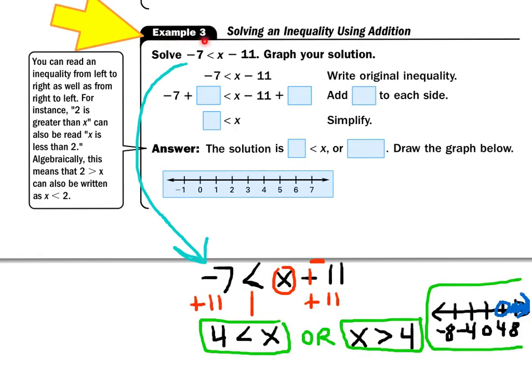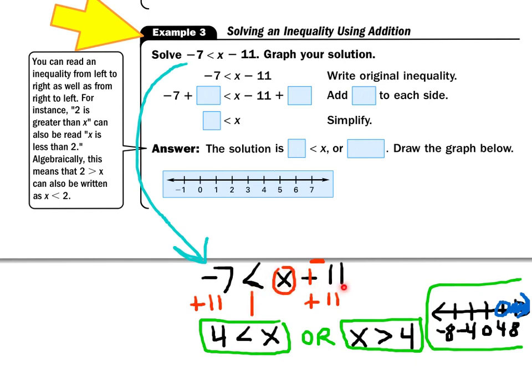Okay, let's talk about example 3, solving an inequality using addition. They want us to solve -7 is less than x minus 11 and graph our solution. Okay, so take a look down here. I copied the problem exactly like they gave it to me. -7 is less than x minus 11. Then I grabbed my red, I added a line and changed the sign in front of the 11. I circle my variable with my red, and I bring that wall straight down.